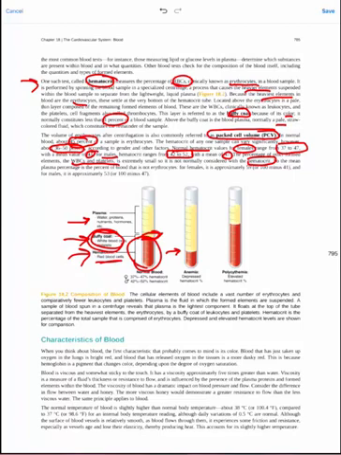The mean plasma percentage is the percent of blood that is not erythrocytes. So for females, it's approximately 59, so the 100 minus the mean of 41. And for males, it's approximately 53, which is the 100 minus the mean, which was 47.